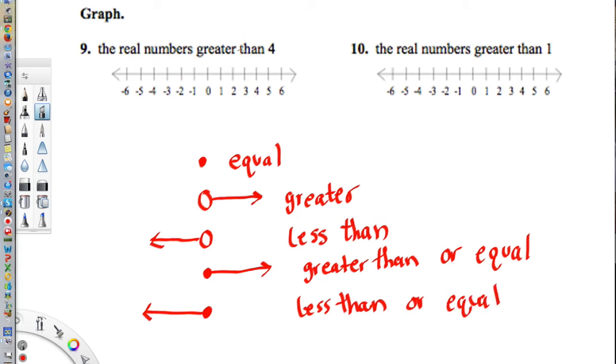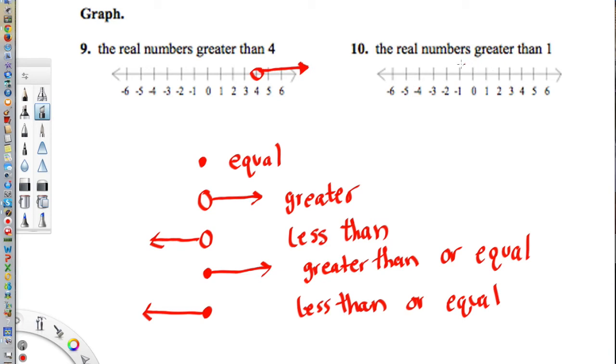Okay, so let's take a look. The real numbers greater than 4. Well, I go to 4. Do I fill in a circle there? No, because it's not equal to 4. It says greater than 4, so it has to be greater than 4. So I go to my 4 and I put an open circle, which shows that that's my reference point. It can't be 4, but it can be anything greater than 4. So I have my ray pointing to the right because any number is greater than 4.